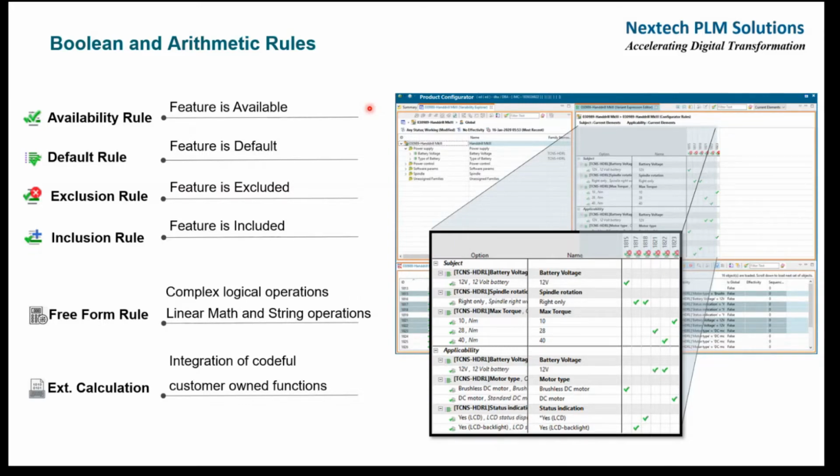There are majorly four types of rules: availability, default, exclusion, and inclusion. The first one, availability, decides which features should be available or displayed when I am configuring any product. Default rules come into the picture when there is no selection either by the user or by the system, and those will make sure that certain features are selected by default.